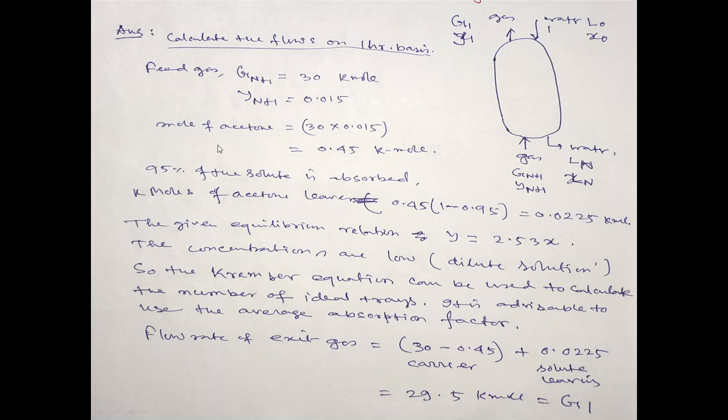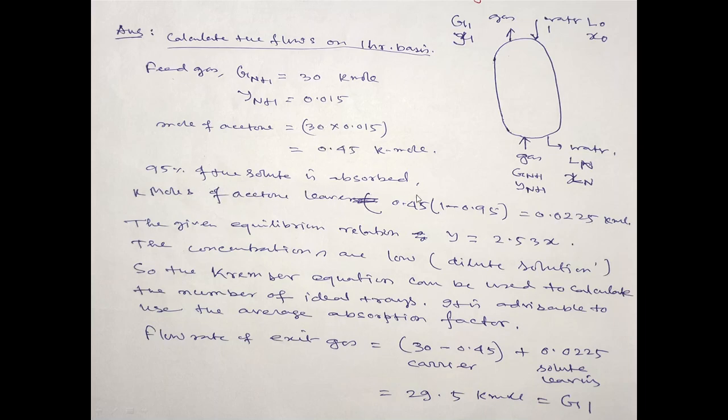So moles of acetone entering, 30 into 0.015, this is the thing. So then what will be Gs? Gs will be 30 minus 0.45, 29.55 Gs. That also you can.